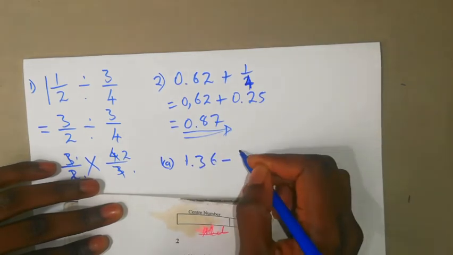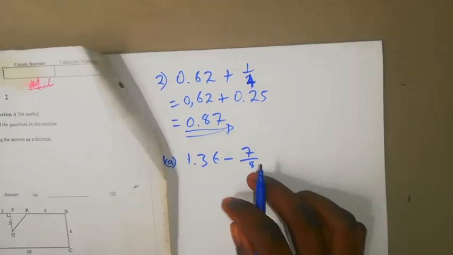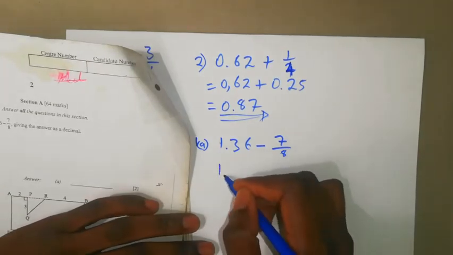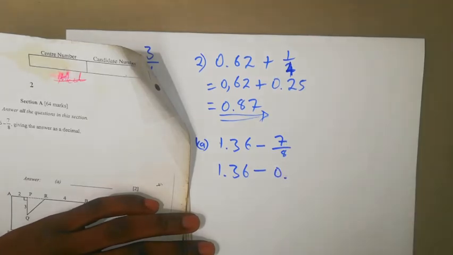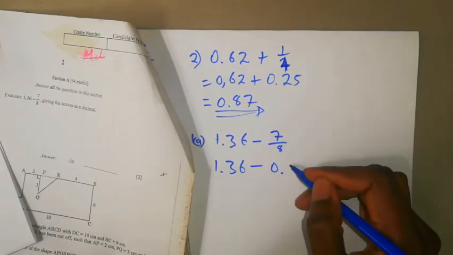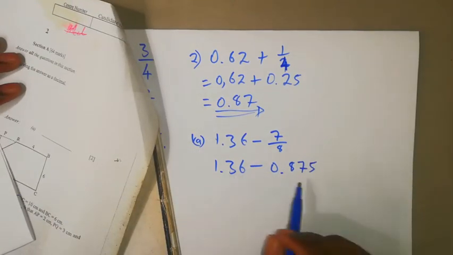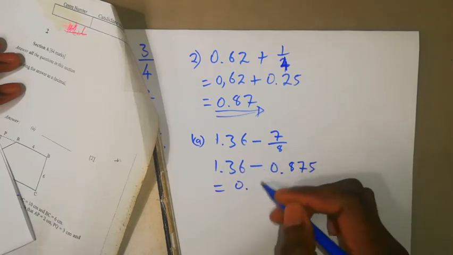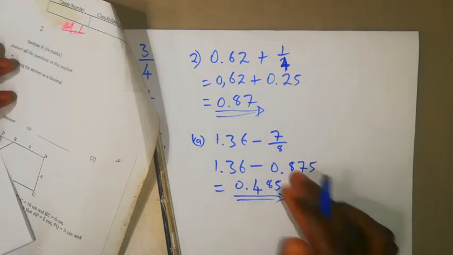So I'm going to say number 1A, that's 1.36 minus 7/8. So I have to convert this 7/8 into a what? Into a decimal. So I'm going to have 1.36 minus 0.875. Then if you punch that into your calculator, you're going to obtain 0.485. This is your final answer.